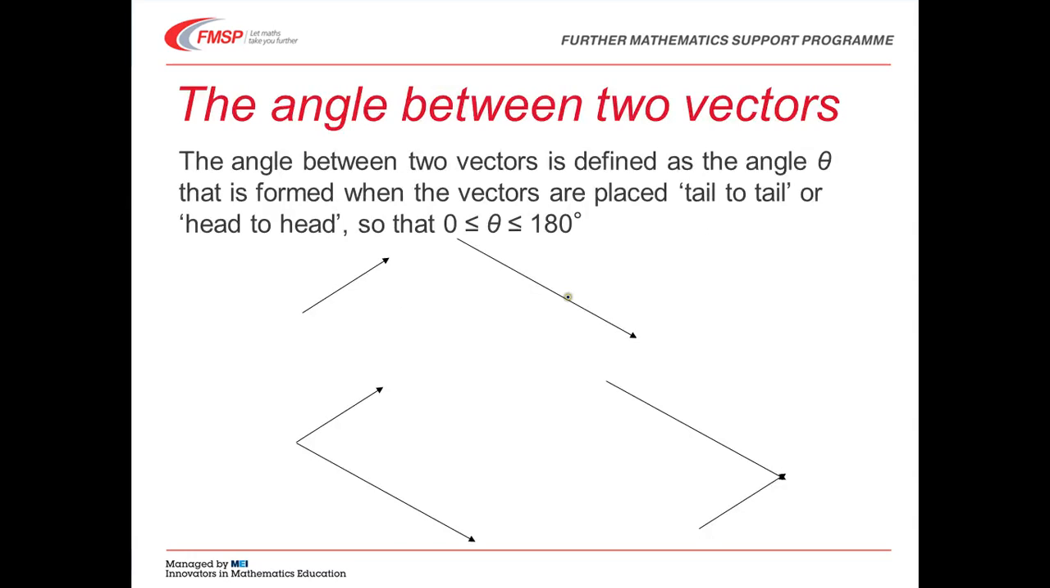We're going to start by looking at the angle between two vectors. There are two different ways of looking at this which would give you different answers, so it's important that we define this carefully. The angle between two vectors is defined as the angle that is formed when the vectors are placed either tail to tail, as in this example, or head to head, as in the second. You can see that it doesn't matter which of these two we do, we'll get the same value of theta. But if we put them head to tail, we'd get a different value of theta. So that's not what we do.